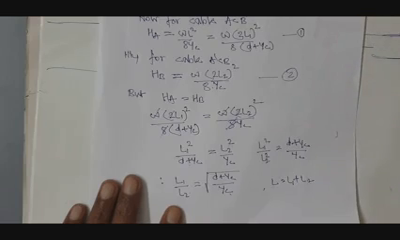In the case of the three-hinged arch, we took the equation of the parabola y equals 4h by L square into x into (L minus x). What is the value of x? What is the value of y? We have substituted, and we got the values of L1 and L2.